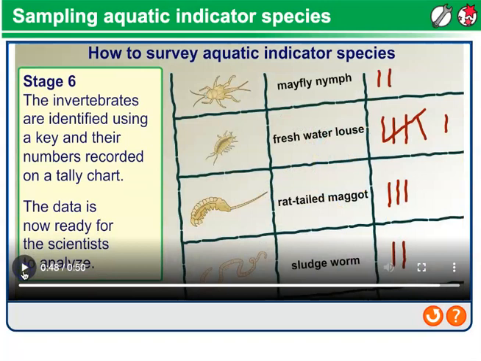In stage 6, the invertebrates are identified using a key and their numbers are recorded. The data is now ready for analysis.